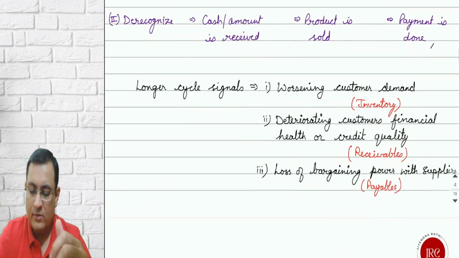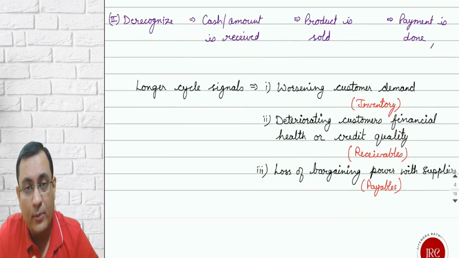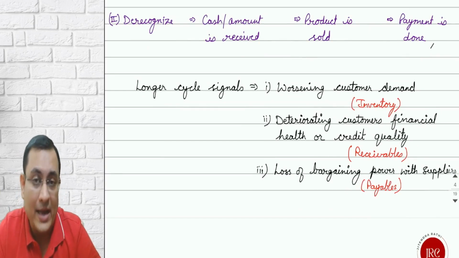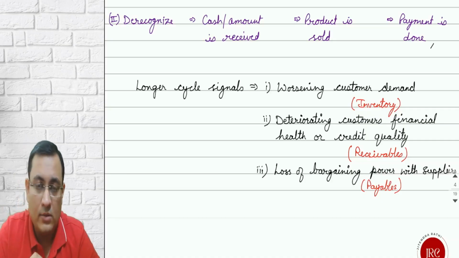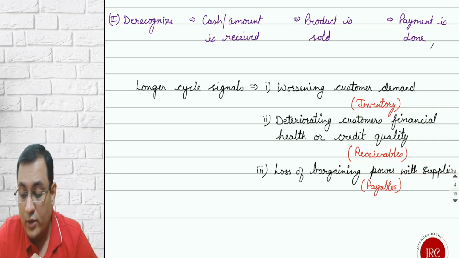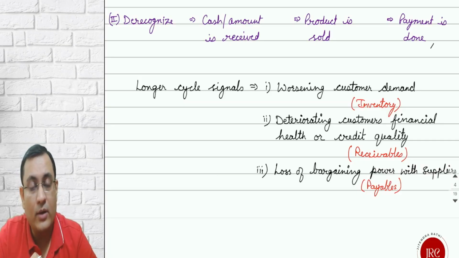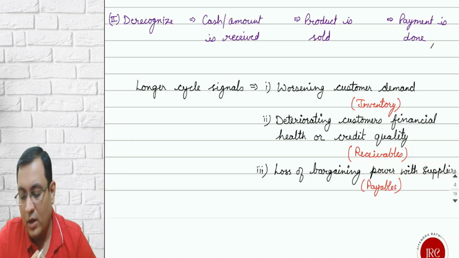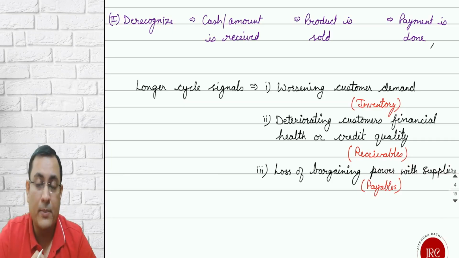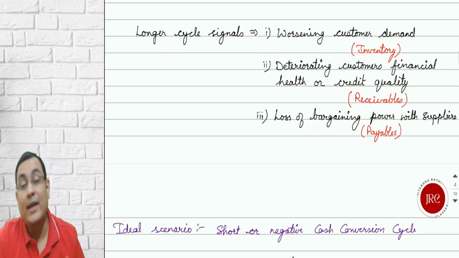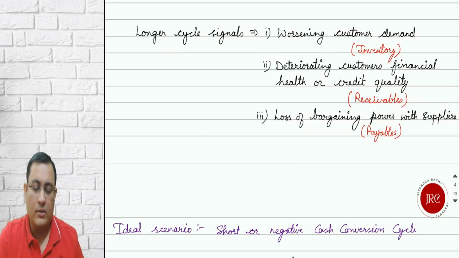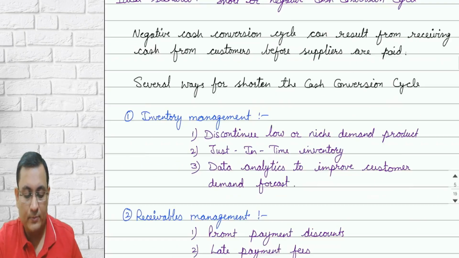So what is it saying? Worsening customer demand from the inventory point of view means our customers either do not like our product, or whatever we are holding is now obsolete. Deteriorating customers' financial health or credit quality means they are not able to pay. It means their financial health is going down. Ultimately, we will be the sufferer. And loss of bargaining power with the supplier means our purchase department is not able to negotiate properly with them. So these are the negative signals from our longer operating cycle.